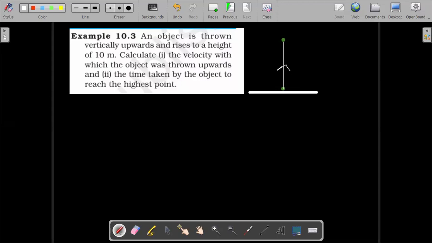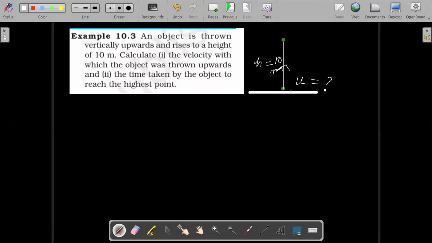So during the upward motion, is the initial velocity given? No, sir. We have to find it out. What is given here? Sir, distance, height. Okay. So the height is given to be 10 meters. And what all we have to find? We have to find the initial velocity. We have to find the time taken.